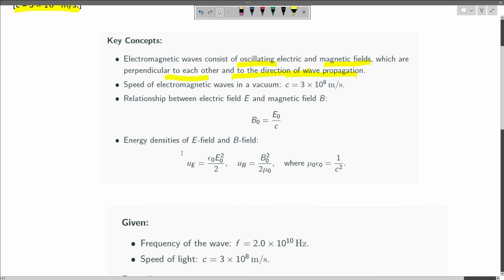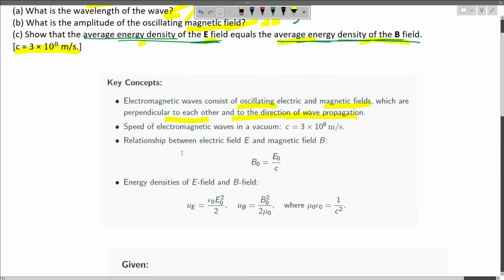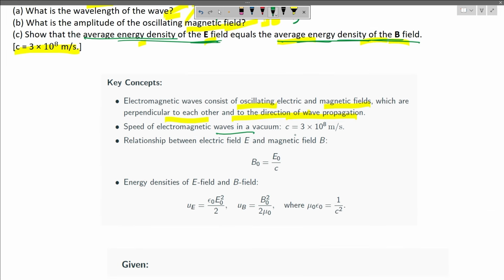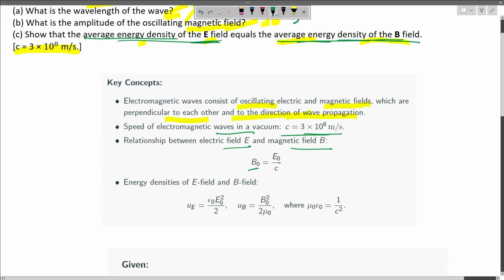But before that, we should clear some of the facts. The speed of electromagnetic wave in vacuum is 3 × 10^8 meter per second, and the relationship between electric field and magnetic field is given by B naught, the magnetic field, equals the electric field divided by the speed of the electromagnetic wave.